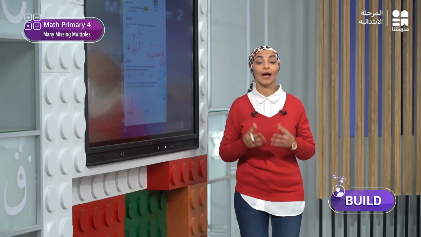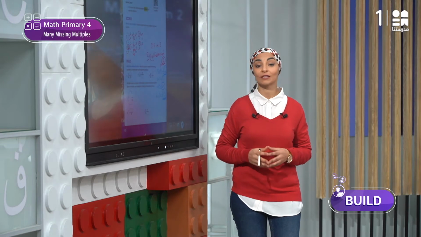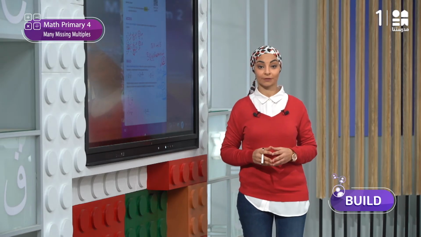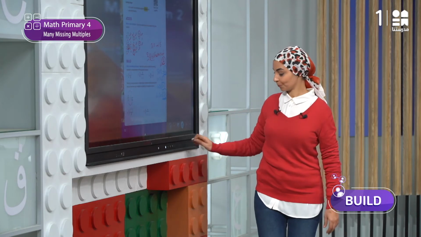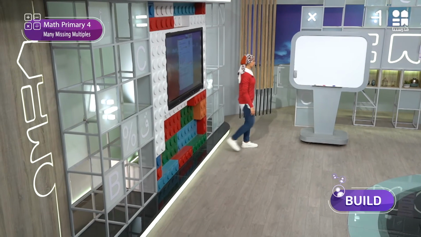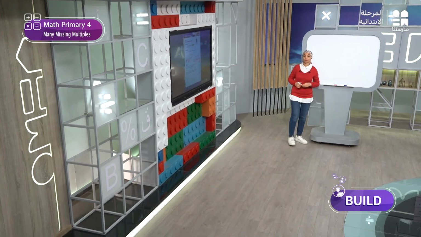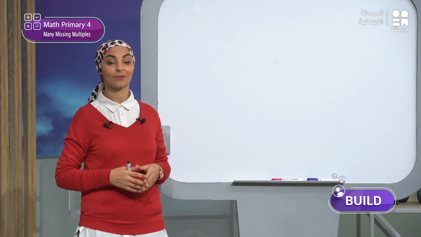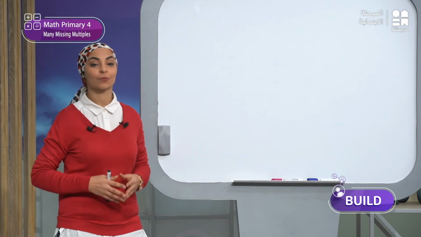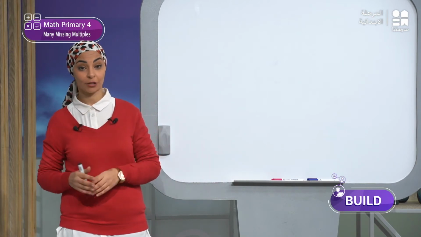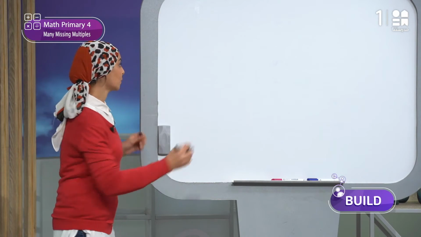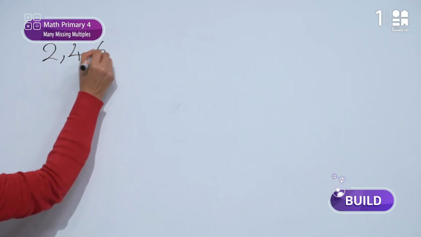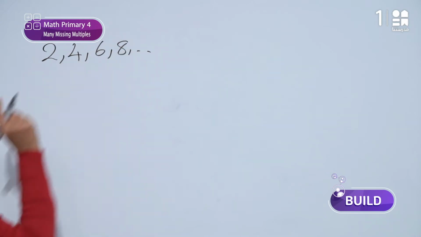Now let's find out how to use the idea of multiples to create equivalent fractions in the next part. Let's look at it on the board. Now we want to find the first 4 multiples of 2 and 3. We all know that multiples of 2 are moving by 2. Let's write multiples of 2, which are 2, 4, 6, 8 and so on.